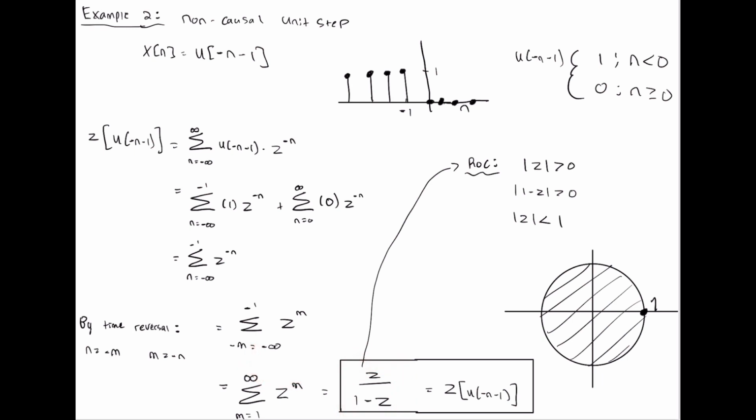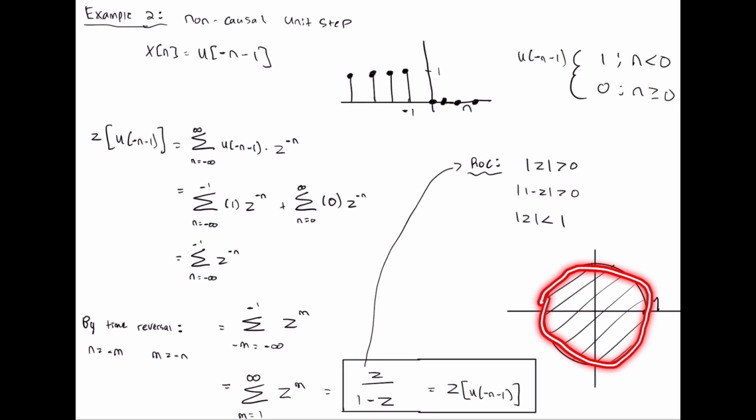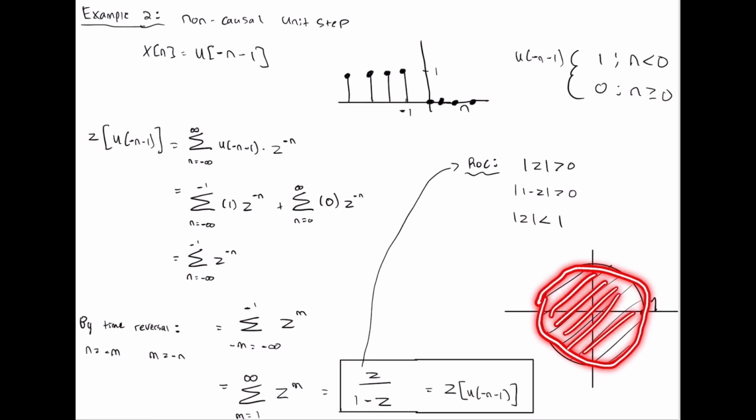And observing our region of convergence, we can start with our general statement that our region of convergence has to be greater than 0. And observing our pole, we can say that 1 minus z has to be greater than 0. And isolating for z, we can get the statement that our region of convergence z has to be less than 1. And so what does that mean? If we have a circle of radius 1, our region of convergence exists for every value inside that circle for our non-causal unit step.